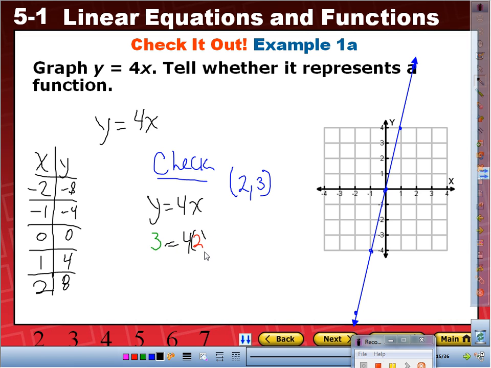The equal, the 4, a parenthesis here. 4 times 2 is 8. Is 3 equal to 8? No, so this is not on the line. And if we check the point by graphing it, 2, 3 is right here. Is that on the line? Nope. It's not on the line. Okay? Do another one. Here we go.